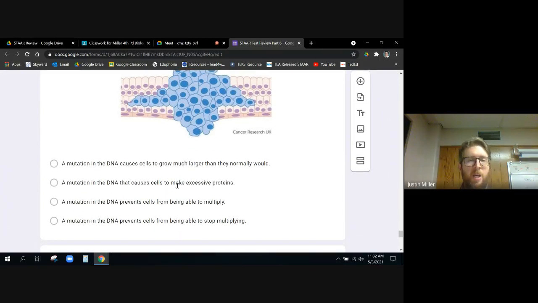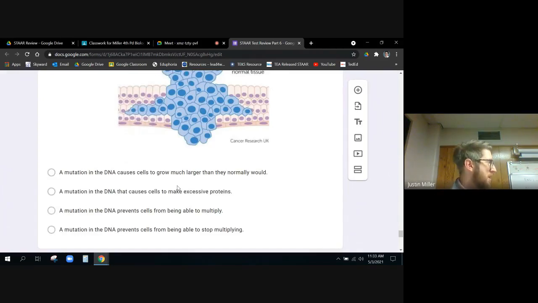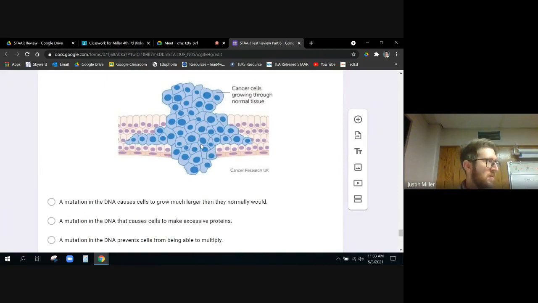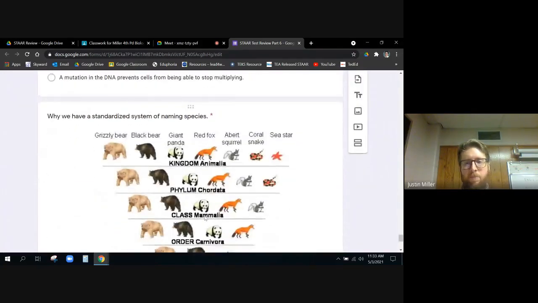Well, they are making excessive proteins, but that's only because we have excessive cells. So each cell is not making more proteins. There's more cells. So I'm trying to trick you here. So let's read the other ones. A mutation in the DNA that prevents cells from being able to multiply. So are we stopping cells from being able to multiply? Or are we preventing cells from being able to stop multiplying? It's D, a mutation in the DNA that prevents cells from being able to stop. So they continue to multiply out of control. They're not getting bigger. Each cell isn't making more proteins, although overall more proteins are being made because there's more cells. But the cause of the cancer is cells can't stop. They can't stop dividing or multiplying, whatever.